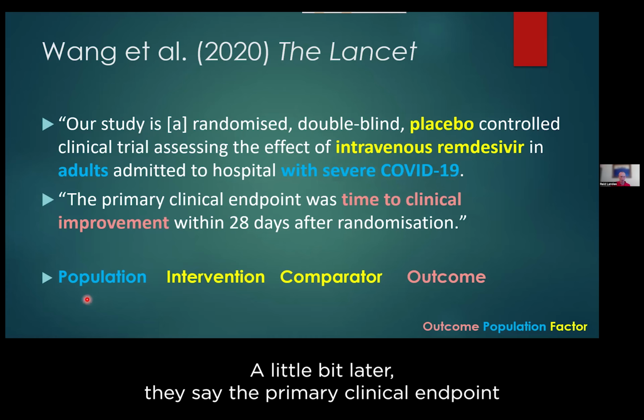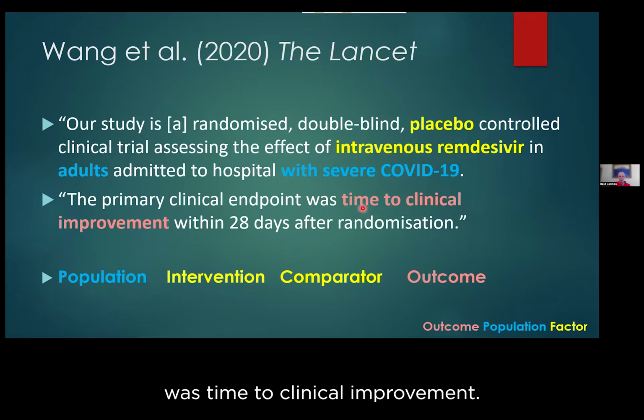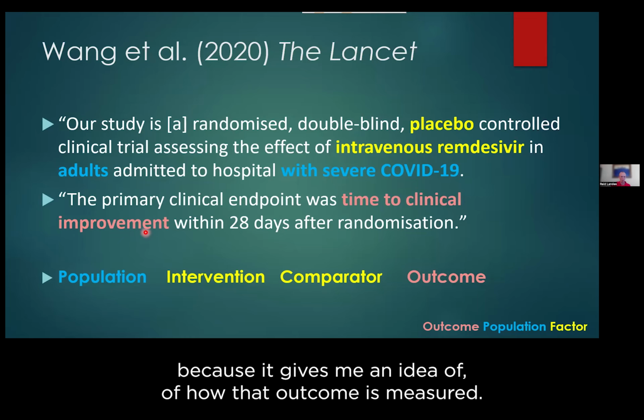A little bit later, they say the primary clinical endpoint was time to clinical improvement. I particularly appreciate this statement of the outcome because it gives me an idea of how that outcome is measured.